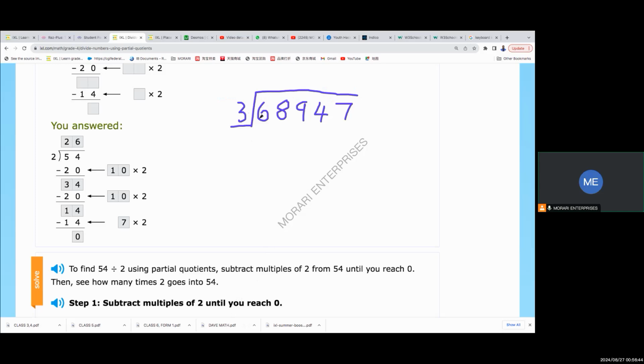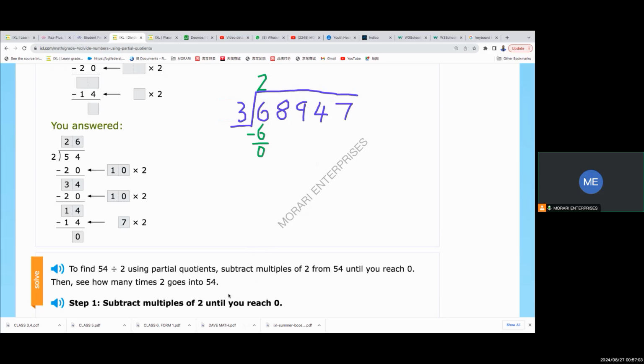Right, we take one number each, right? So we ask ourselves, how many 3's are in 6? We have 2 of them because they are directly in 6, so we put 2 above, and we do 2 times 3, and we'll have 6. And we'll do subtraction, right? 6 minus that, and we'll have 0. So we're done with that.